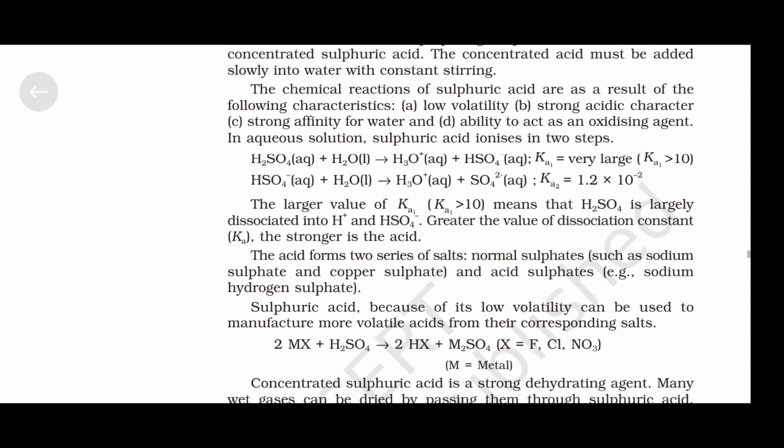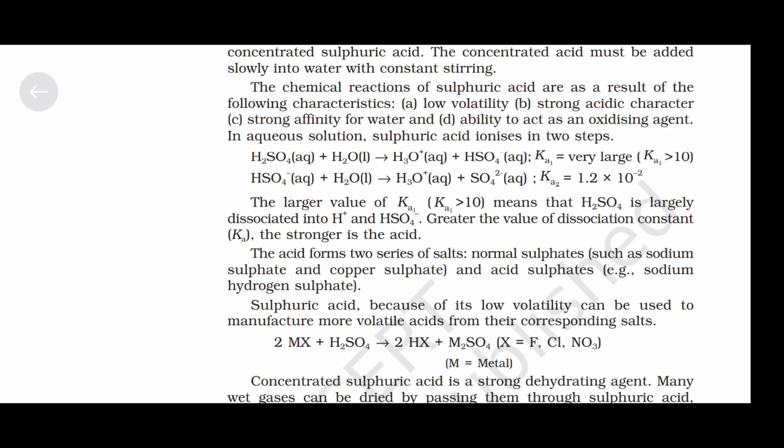The acid forms two series of salts, normal sulfates such as sodium sulfate and copper sulfate, and acid sulfates, for example sodium hydrogen sulfate. Sulfuric acid, because of its low volatility, can be used to manufacture more volatile acids from their corresponding salts. MX plus H2SO4 gives HX plus M2SO4. X can be fluorine, chlorine, NO3.